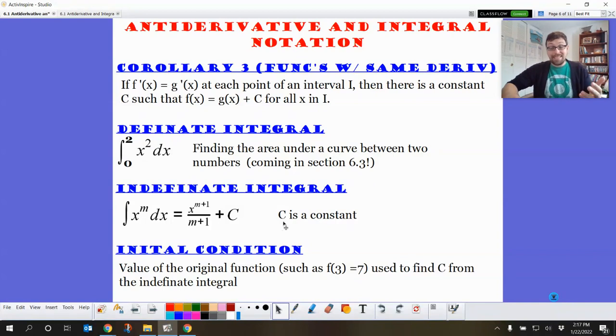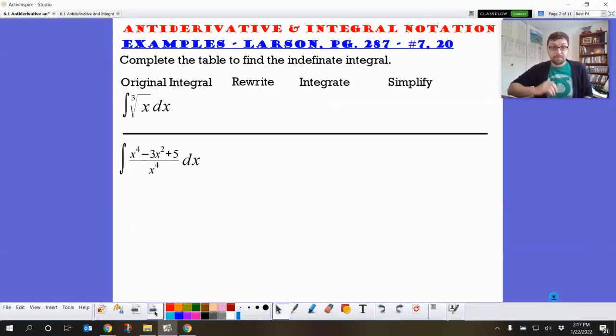C is just some constant, but we don't know what it is. The initial condition is something that helps us figure out what that C value is. It's a value from the function before it got taken into a derivative. And we can use that to figure out, okay, what was our C value? So we've got these functions, and we would like to figure out the antiderivative of these indefinite integrals.